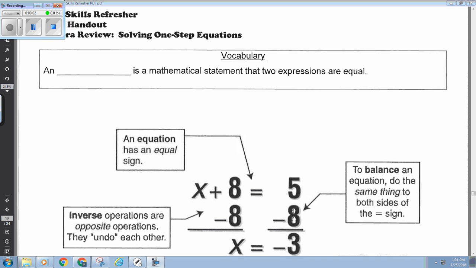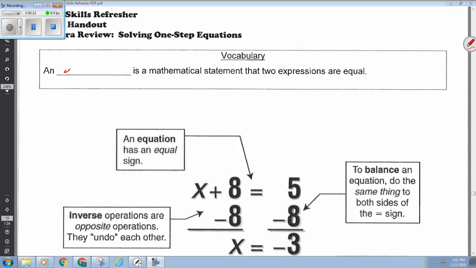All right, our next review topic is solving one-step equations. Now, of course, there are many, many different types of equations, but the fact of the matter is, if you can't solve a one-step equation, then it is very, very hard to solve a two-step, a multi-step, or any other type of equation above it.